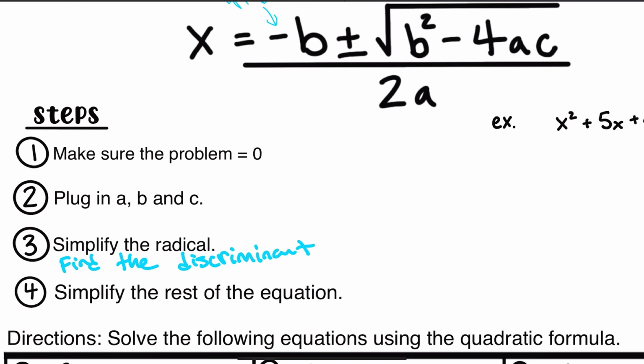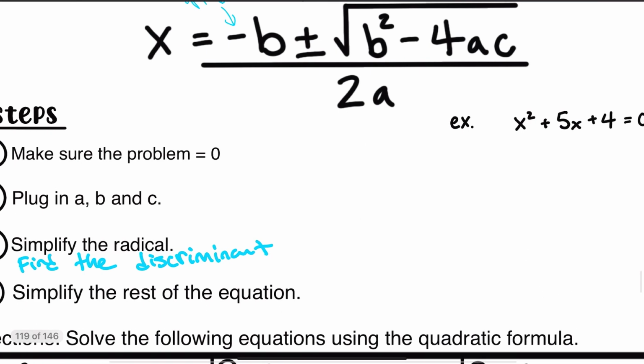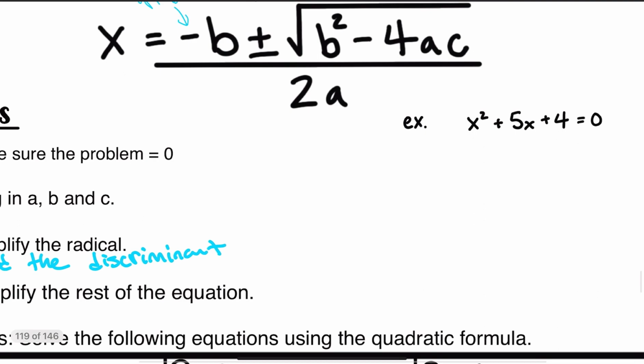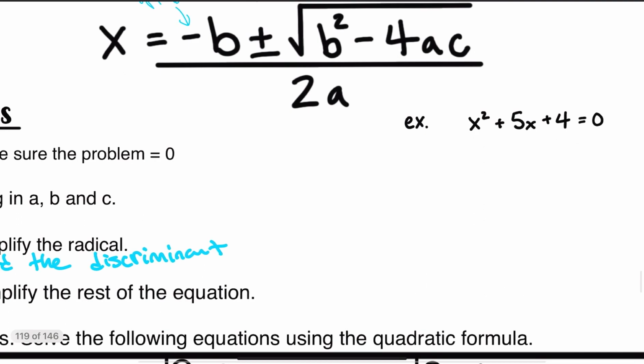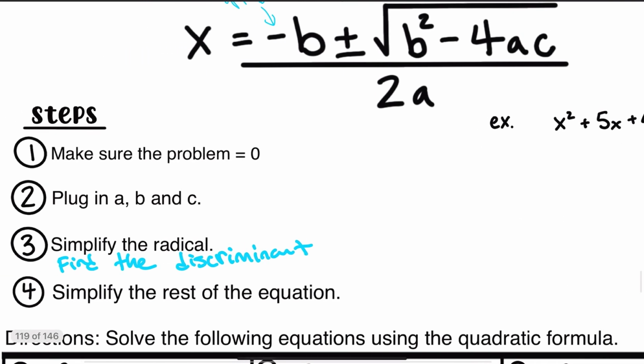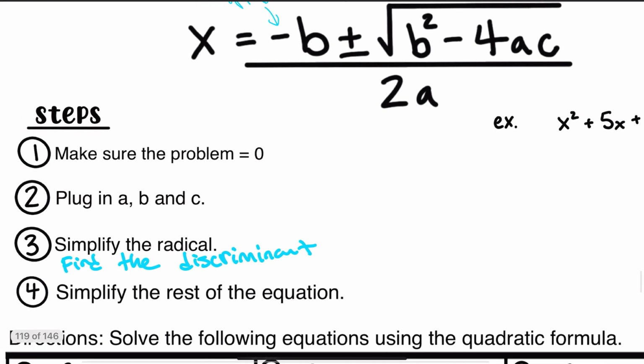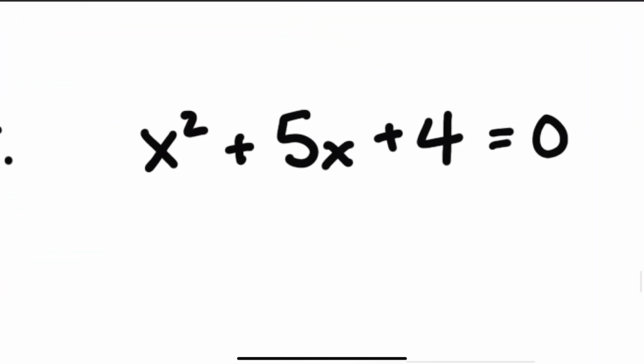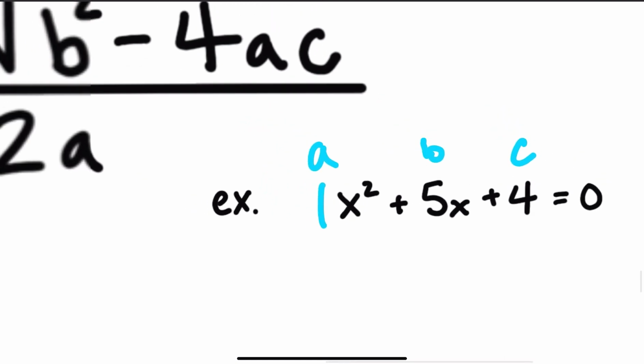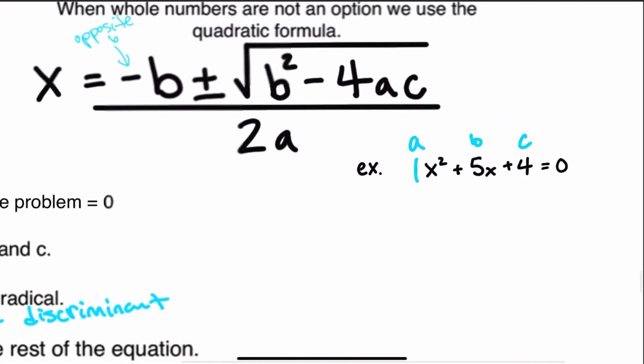Let's start out by trying this problem. Over here we got our example, x squared plus 5x plus 4 equals 0. So step number 1 said that we need to make sure it equals 0. It equals 0. Awesome. Step number 2, plug in A, B, and C. So let's see. For this question, we have A, that's 1, B is 5, C is 4. We're going to plug that into this big equation here.